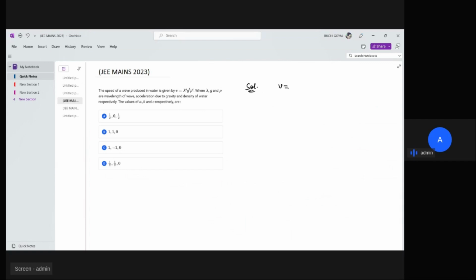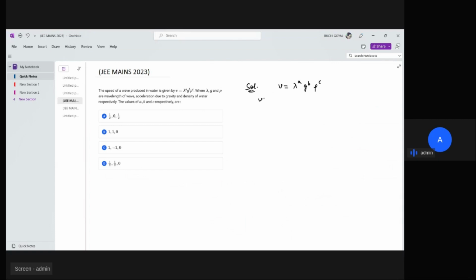V is given to us as lambda raised to power a, g raised to power b, and rho raised to power c, where lambda, g and rho are wavelength of the wave, acceleration due to gravity and density of the water respectively. So we have to find the values of a, b and c respectively. Okay, so this is the dimensional analysis question. So firstly we will write the dimensions of all.